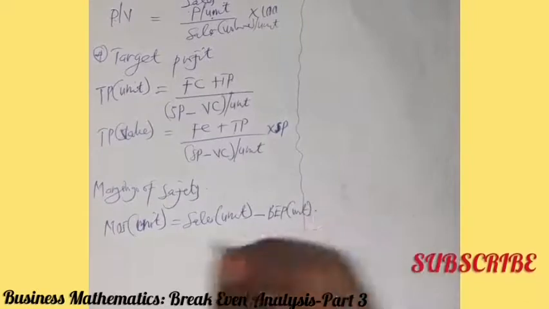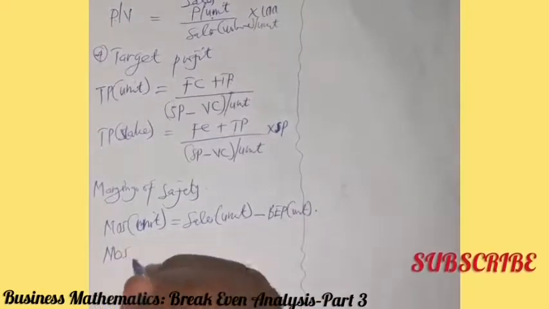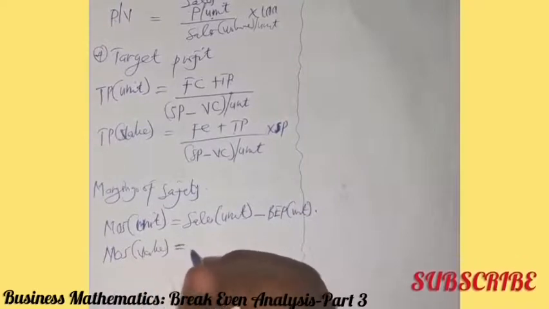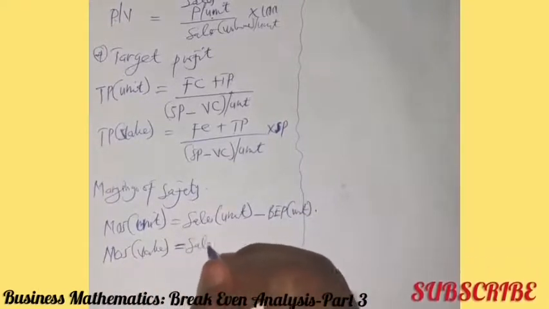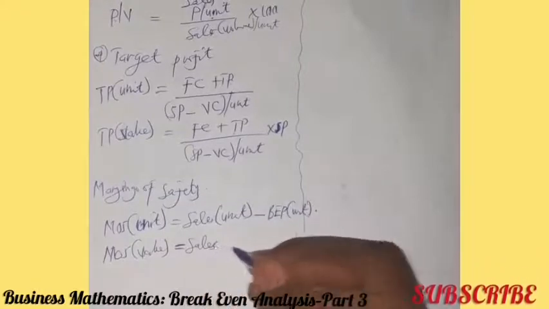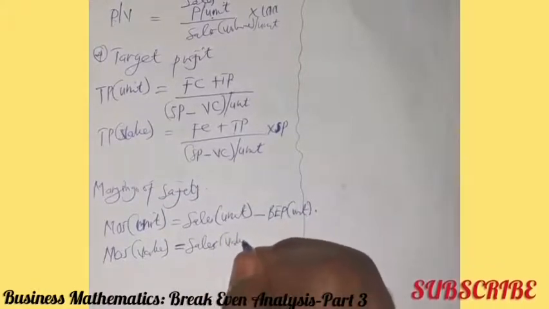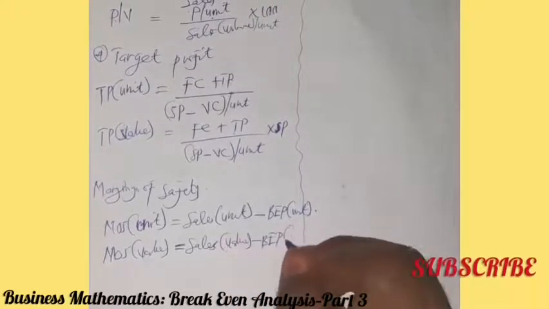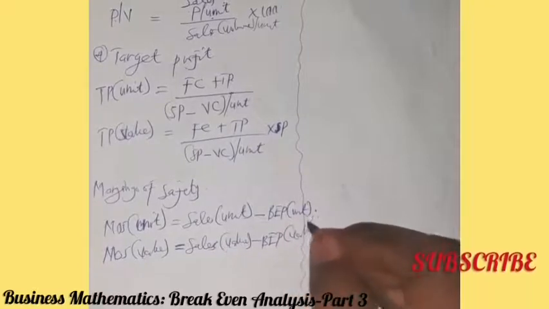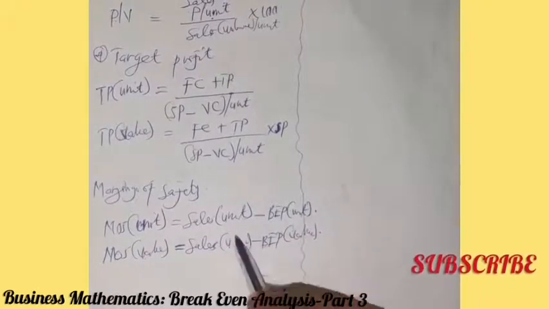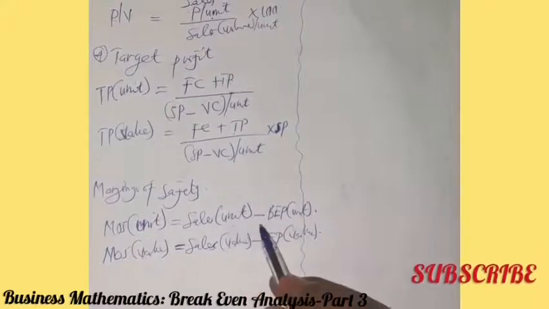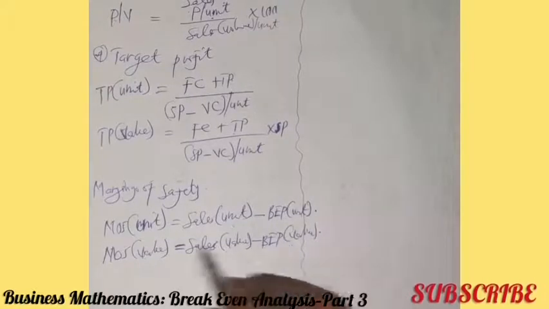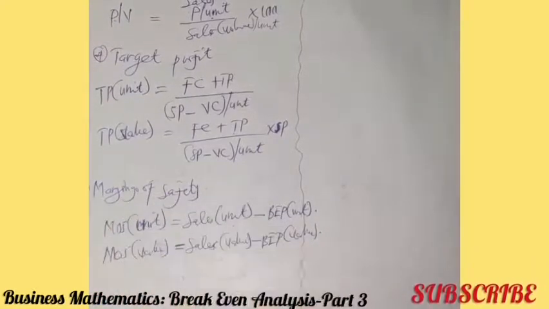That's what we said. They also said that if you have your MOS in terms of value, the only thing that changes is that you are bringing the monetary aspect, so it becomes your sales in value minus your break-even point. Your break-even point also in what? In value. We know the two. So here, the question I'm going to give to you, they're going to give it to you in the question form, then you do your substitution and you are good to go. All right.